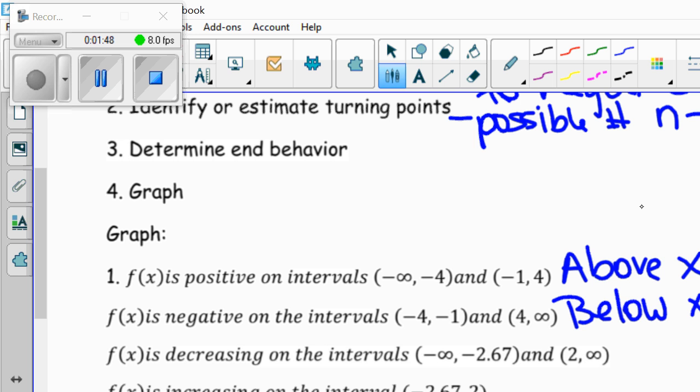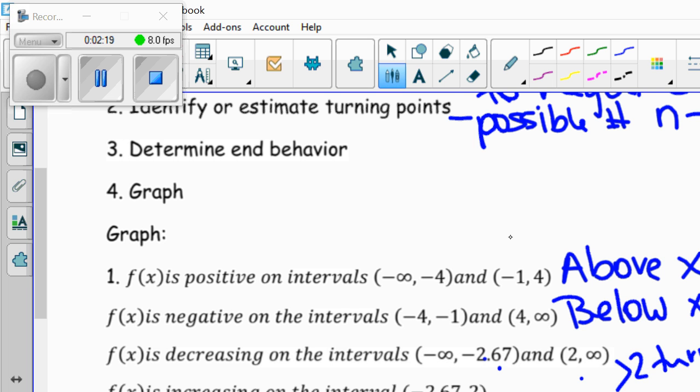f of x is decreasing on the intervals negative infinity to negative 2.67 and 2 to infinity. And f of x is increasing on the interval negative 2.67 to 2. Okay, so it's going from decreasing to increasing, increasing to decreasing. So we know that gives us 2 turning points.